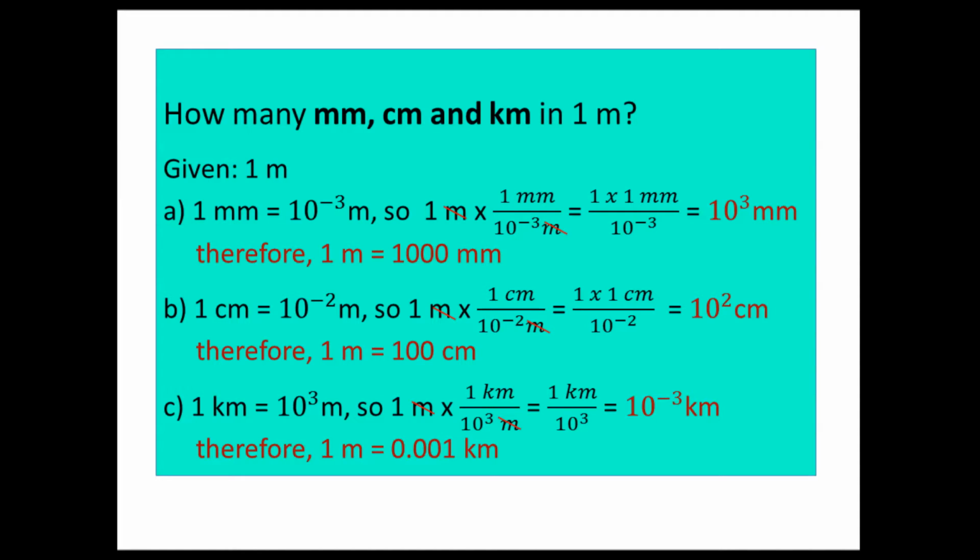1 kilometer, kilo means 1,000 meter. So we multiply 1 meter by 1 kilometer divided by 10 to the third power meter. We cancel meter and we obtain 10 to the minus 3 kilometer. So 1 meter is 1 over 1,000 kilometer or 0.001 km.